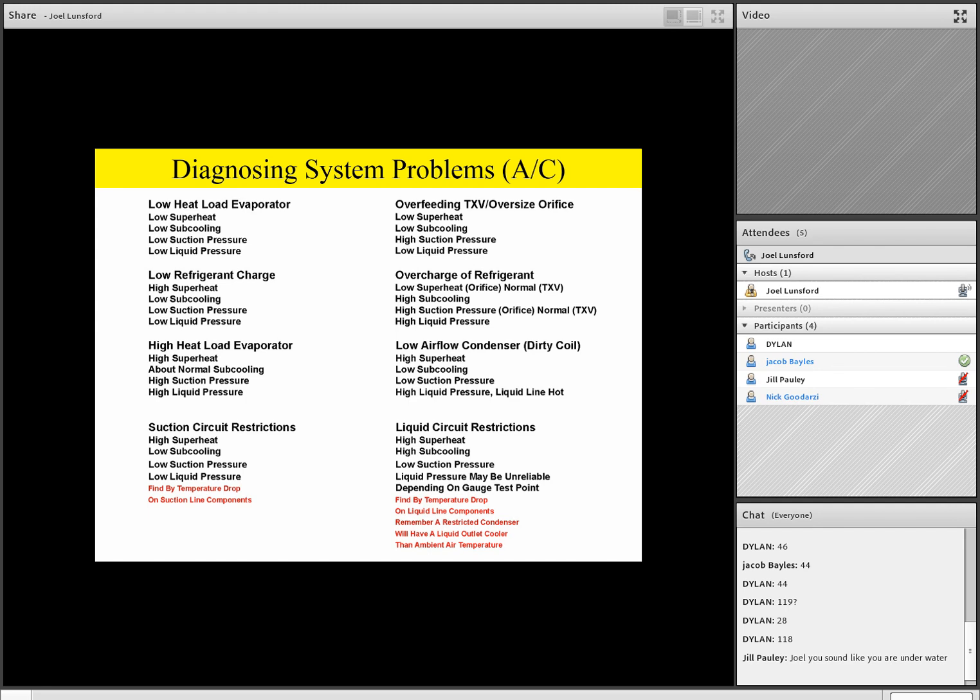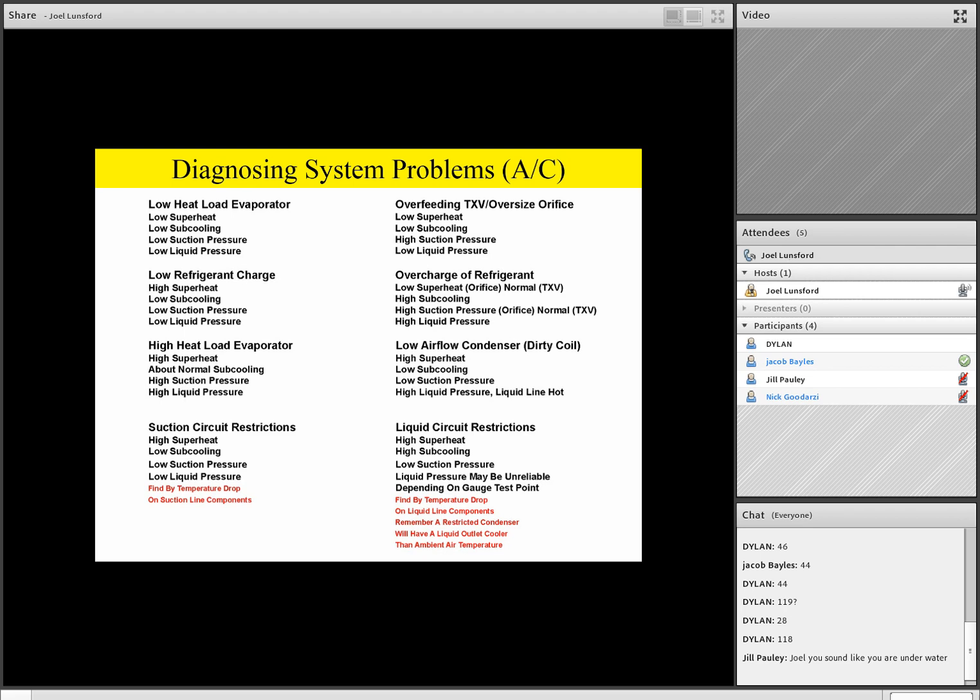So what that really means, if I have high superheat on the evaporator, that coil's starved. If I have low subcooling on the condenser coil, that coil's starved. In addition, you'll have low suction pressure and low liquid pressure. So if all of our pressures are low, and we have low subcooling and high superheat on the evaporator coil, we know we have a low refrigerant charge.